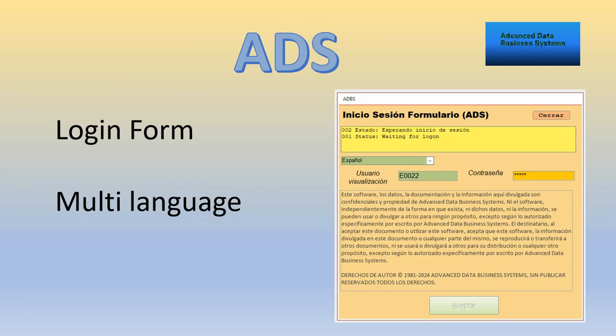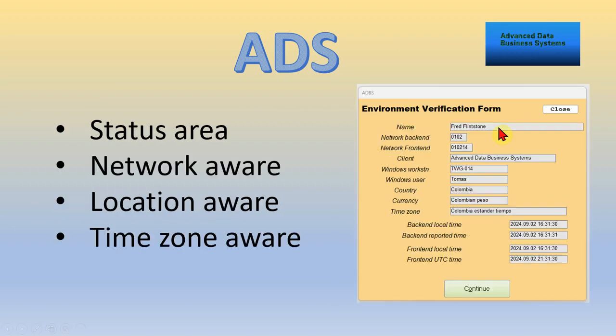Let's take a moment to take a brief view of some of the features available in the ADS. Here is the login form. Notice that it is in Spanish. It can also be seen in English. Notice that a person named Fred Flintstone has logged in. Fred is an entity in our Application Universal application module. We will be reviewing the entity form and how Fred uses it in video 1002.